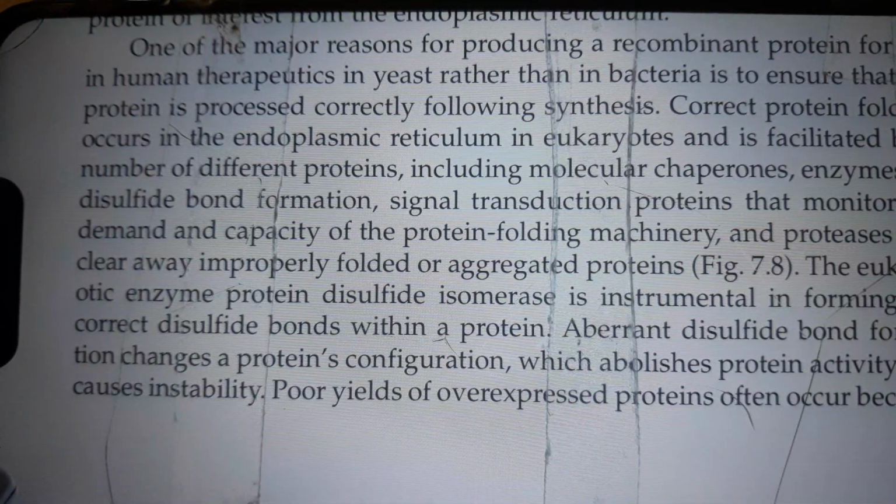One of the major reasons for producing a recombinant protein for use in human therapeutics in yeast rather than in bacteria is to ensure that the protein is processed correctly following synthesis. Correct protein folding occurs in the endoplasmic reticulum in eukaryotes and is facilitated by a number of different proteins, including molecular chaperones, enzymes for disulfide bond formation, signal transduction proteins that monitor the demand and capacity of the protein folding machinery, and proteases that clear away improperly folded or aggregated proteins.